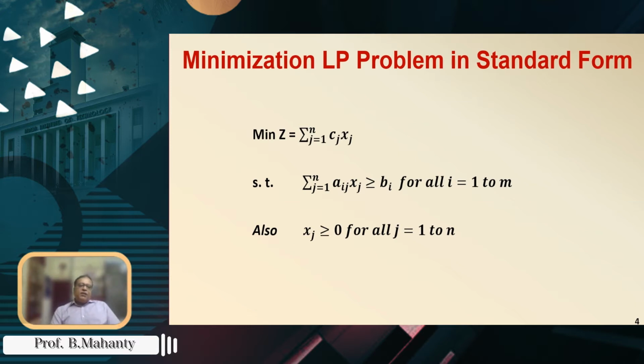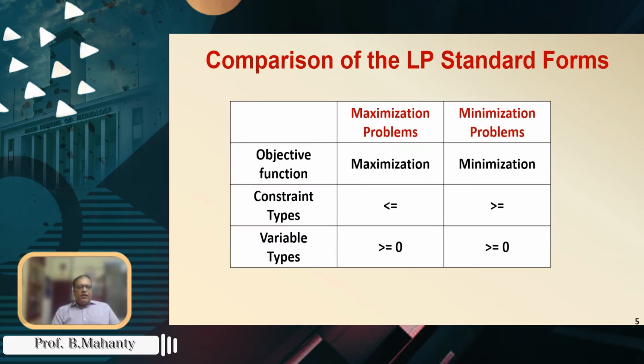So we have seen the maximization linear programming in standard form. We have also seen the minimization linear programming problem in standard form. If we compare them, here is the comparison of the linear programming standard forms. First of all, the maximization problem and minimization problem: the objective function is maximization and minimization. That is very obvious because we are talking about maximization problems and minimization problems respectively.